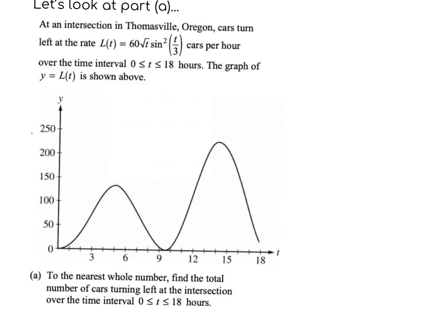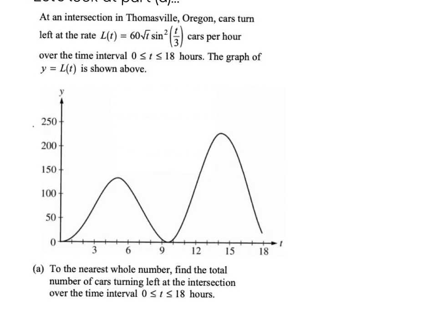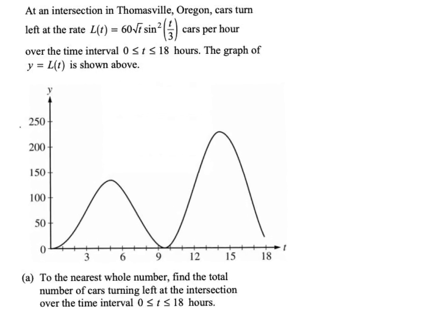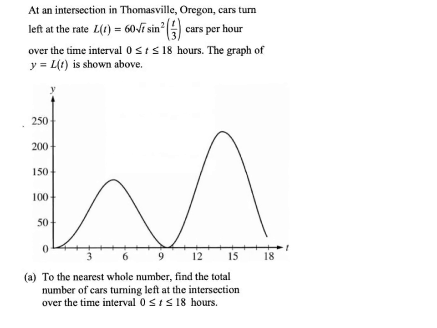Let's look at part A. So we're given this equation. By the way, this is calculator active. So in terms of what we're doing as far as showing work here, that's going to be a different standard of what you need to show for the calculus. In terms of this, we're going to find the total number of cars turning left at the intersection over the time from 0 to 18 hours.